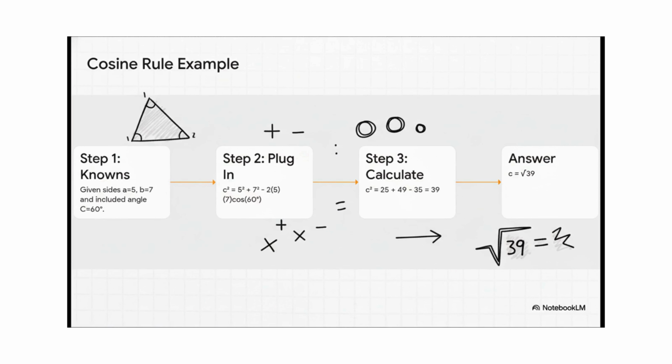Let's see this thing in action. Imagine you know two sides and the angle that's squished right between them. So, sides 5 and 7, with a 60-degree angle tucked in there. You literally just plug those numbers straight into the formula. c squared equals 5 squared plus 7 squared minus 2 times 5 times 7 times the cosine of 60. You crunch the numbers and you get your answer. c is the square root of 39. That's it. No ambiguity, no second possibility. Just one solid, clean answer.